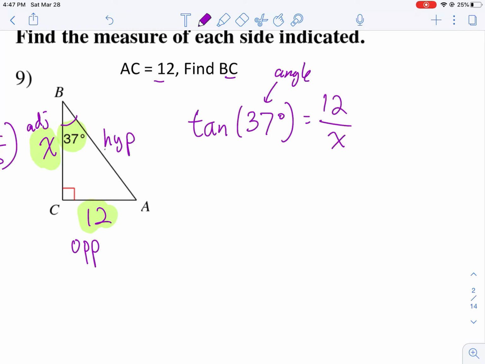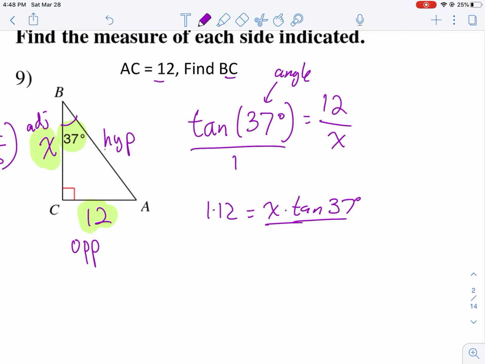And now we need to solve. Some of you are fine and comfortable with solving this. I would probably recommend taking this over 1 and then cross-multiplying and dividing our answers. So here we take 1 times 12 equals x times the tangent of 37. You can type this in the calculator and get a decimal if you'd rather work with a decimal. I prefer working with tangent 37 myself. I don't have to round then.